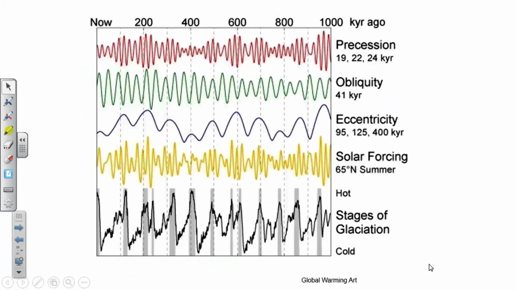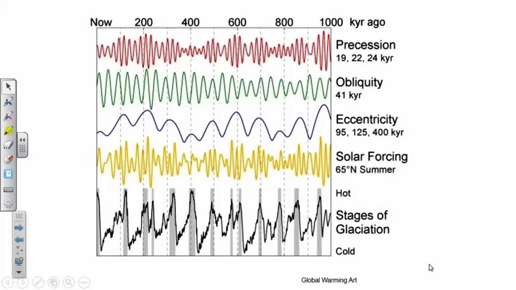So the overall effect of this, if we look at the periodicities of these things: precession varies at quite high frequency, 19 to 20 thousand years. Obliquity, which is the axis tilt, is about 41,000 years. And then eccentricity varies on this blue wiggle here with a much longer time period of around 100,000 years. If you add all of those forcings together, you can get a curve like this yellow curve.